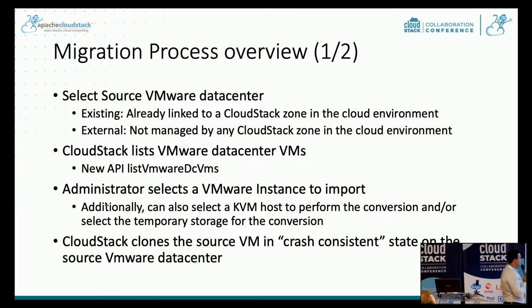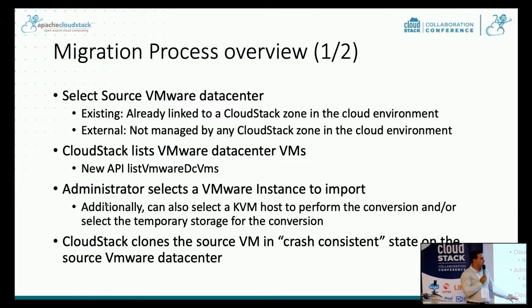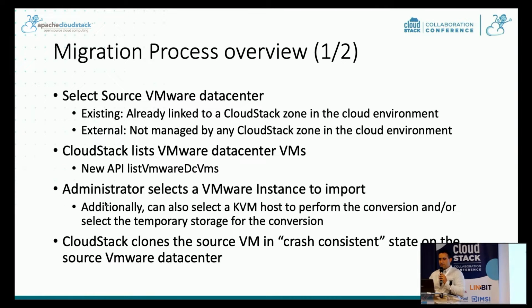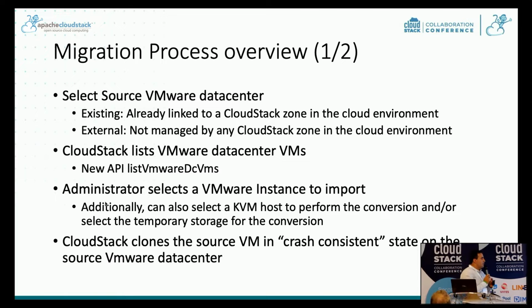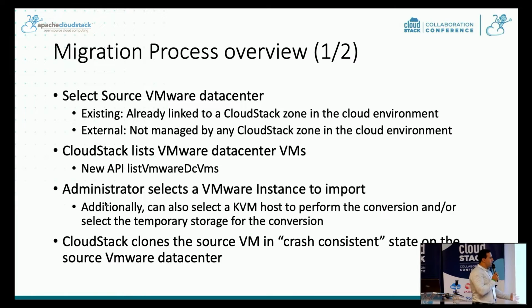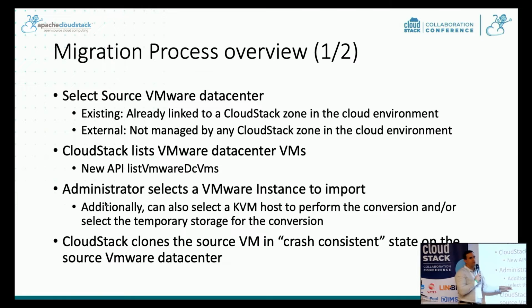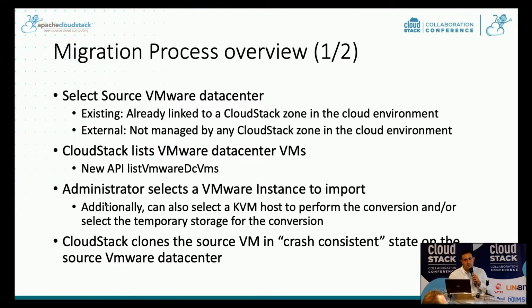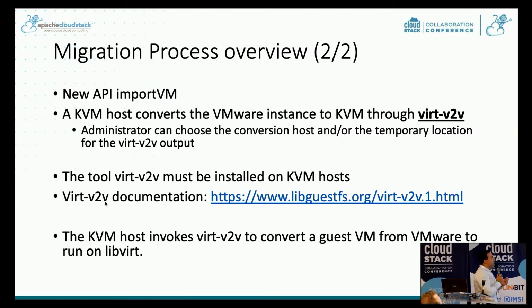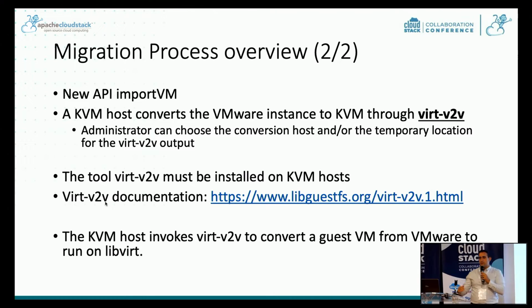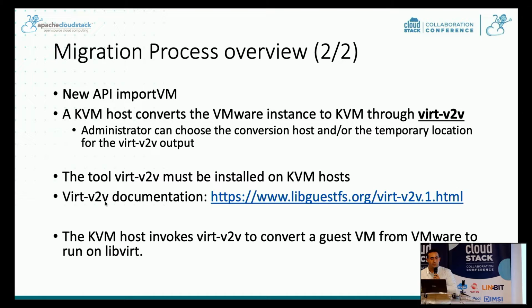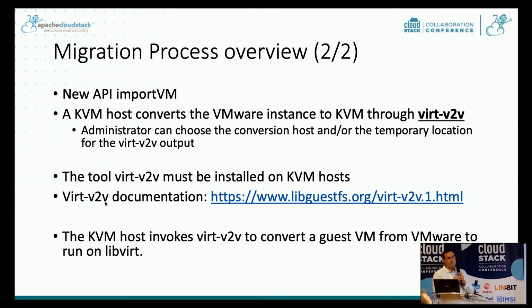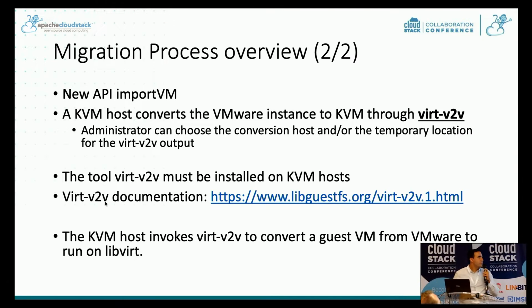Another very important thing is that we don't work with the source VM itself. We do a clone in the data center first in a crash-consistent way. That is to ensure there are no issues with the source VM. If the migration doesn't go well, we don't touch the source VM. And it's important that the VM be stopped in a graceful way to ensure the file system is not corrupted and the conversion can go well.